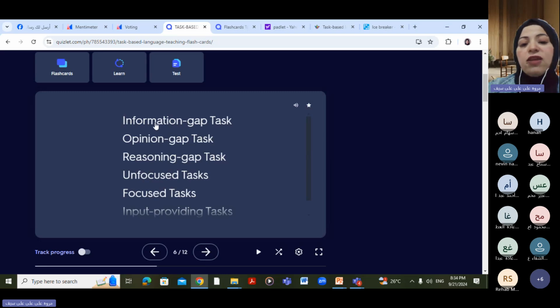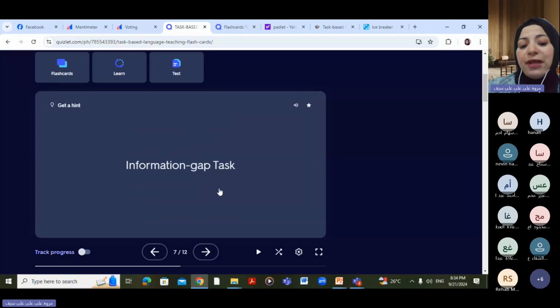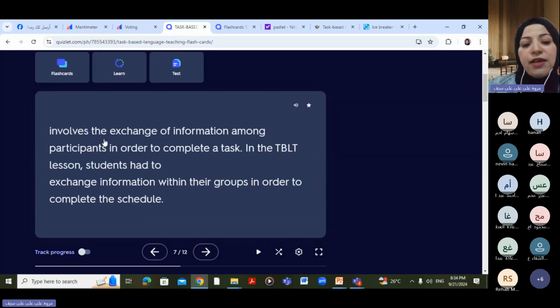The information gap task, we will find the definition after a while. The opinion gap task, the reasoning gap task, the unfocused tasks, and the focused tasks, and also the input providing tasks. Okay, let's have a look at what the information gap task in the first place is. The information gap task involves the exchange of information among the participants in order to complete a task.